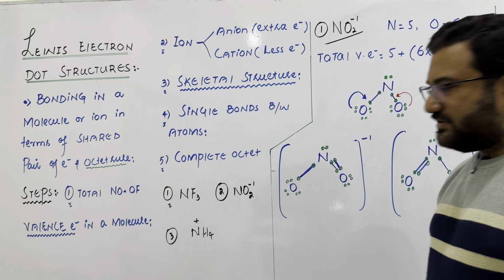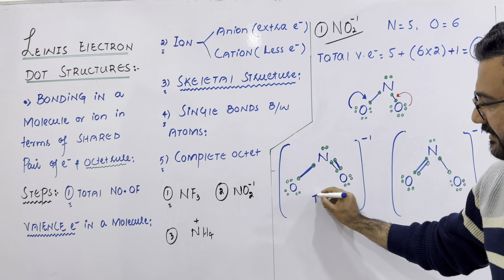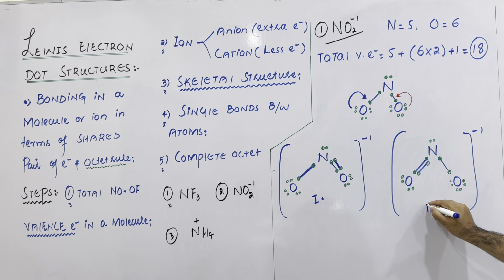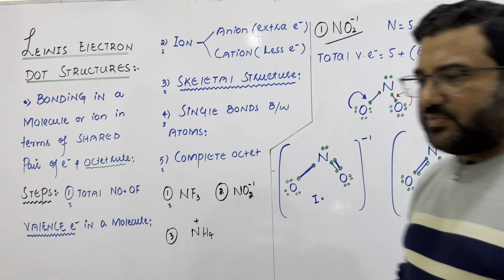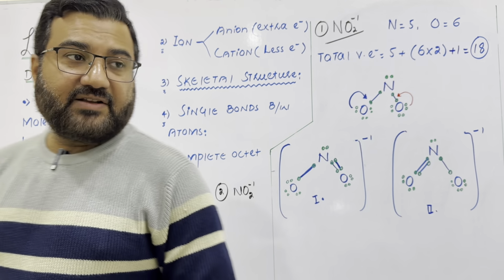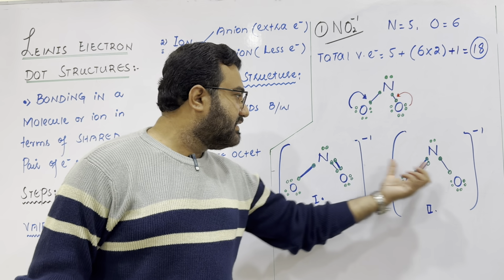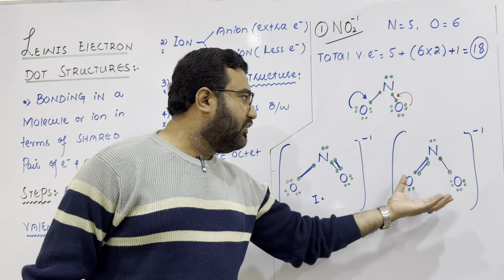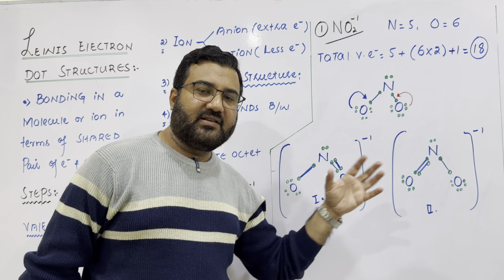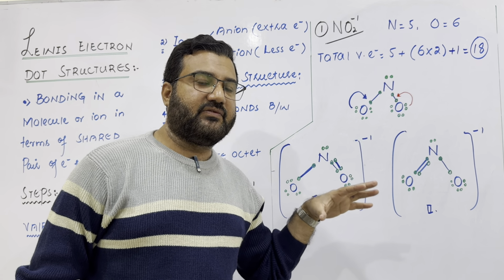Now, my dear students, these are two structures, structure 1 and structure 2, which have an equal number of atoms, an equal number of bonds, and an equal number of total electrons, but the difference is in the arrangement of the bonds.